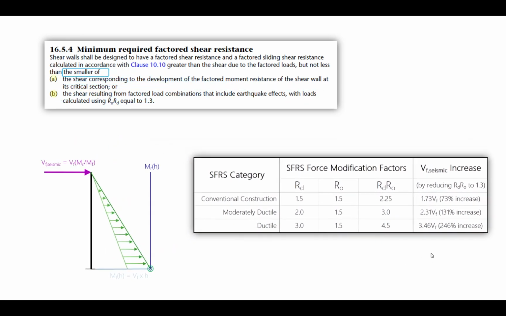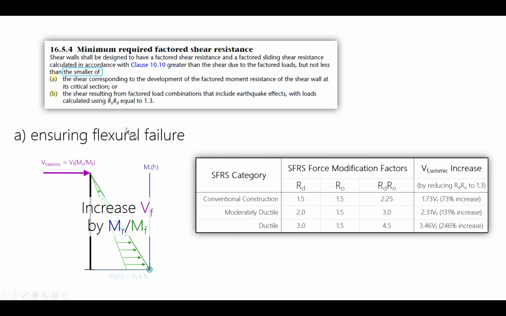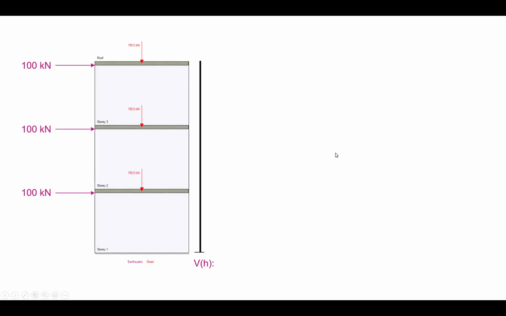So then we have these two limits, part A and part B. We look at the smaller of these two values. We check part A, where we ensure flexural failure by scaling up our shear. But then we also look at what that force would have been had we used RDRO of 1.3, and then we just take the smaller value of those. We just use whichever of those is less.